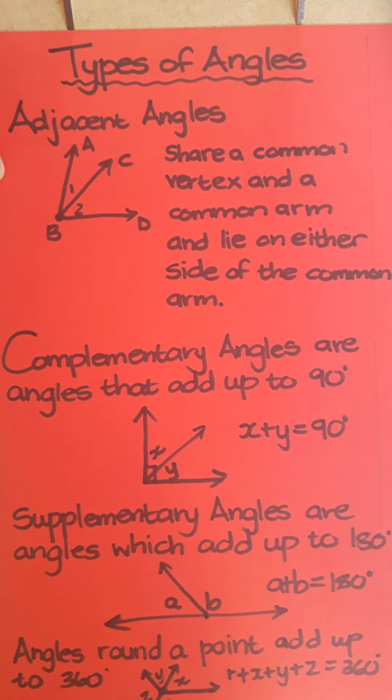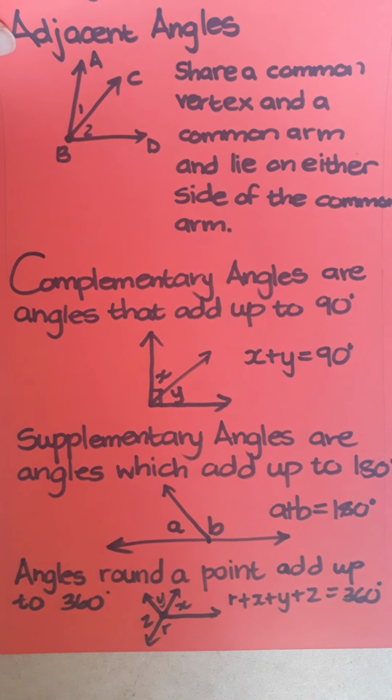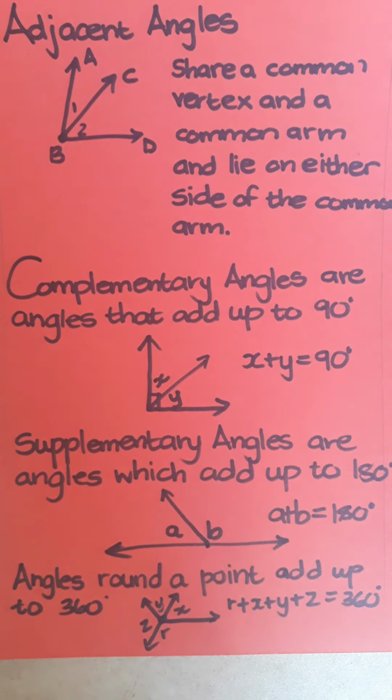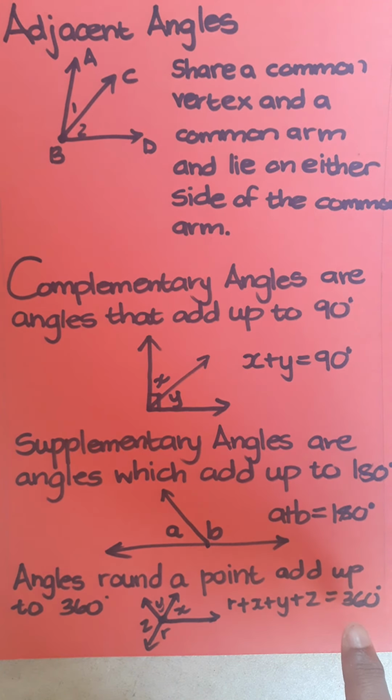Lastly, we are looking at angles around a point. If you look at this last diagram, angles around a point add up to 360 degrees. Because if you look, they have a common point, but it's almost like they are in a revolution. So what I mean is that angle R plus X plus Y plus Z is equal to 360 degrees.